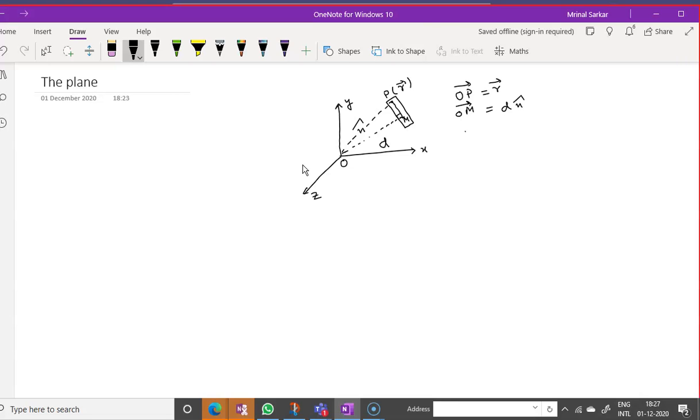Now what is MP vector? MP vector is OP minus OM. So r minus d into n cap. Now, OM is perpendicular to PM, or MP, whatever you say. But as we have calculated MP, keep it in terms of MP. OM is perpendicular to MP, so their dot product will be equal to 0.